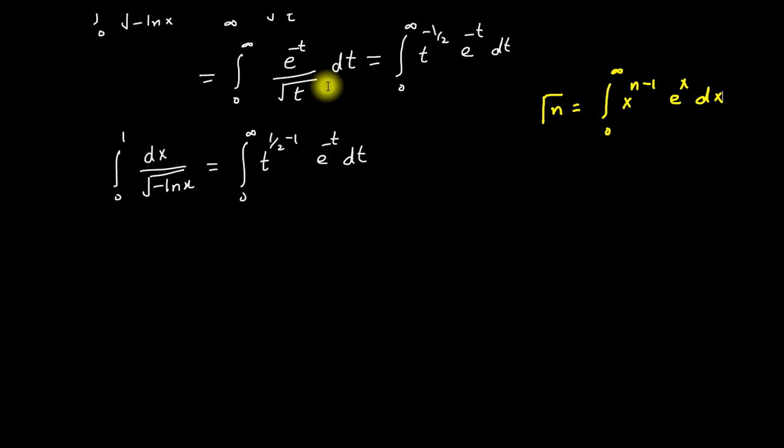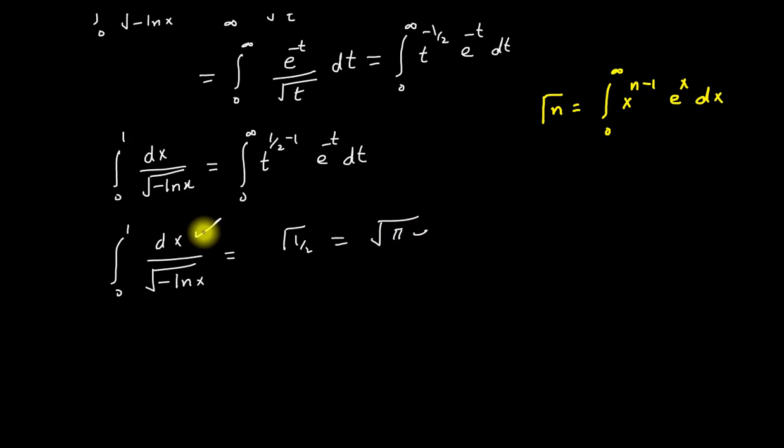Therefore, this given equation can be written as integration from 0 to 1 dx divided by the square root of minus natural log of x is equal to gamma half. And we know that the value of gamma half is equal to the square root of pi. So this is the required solution of this given equation.